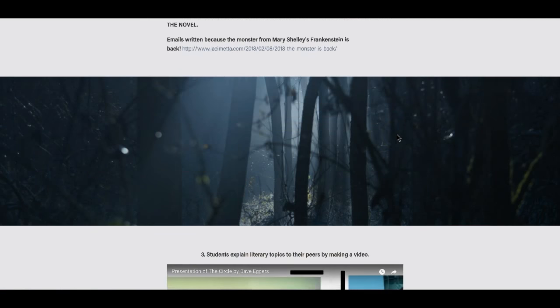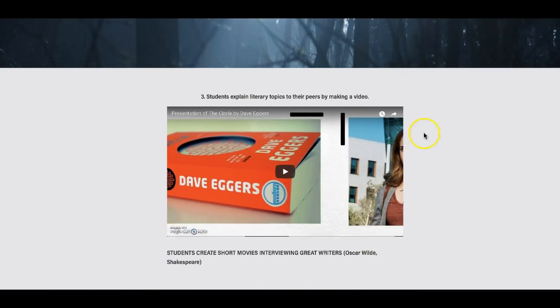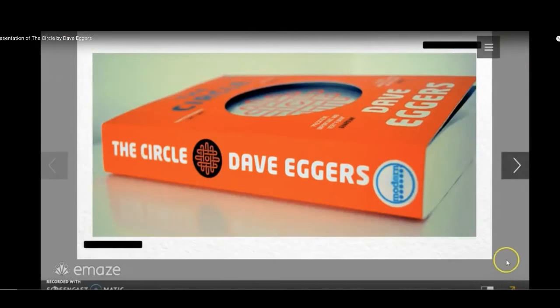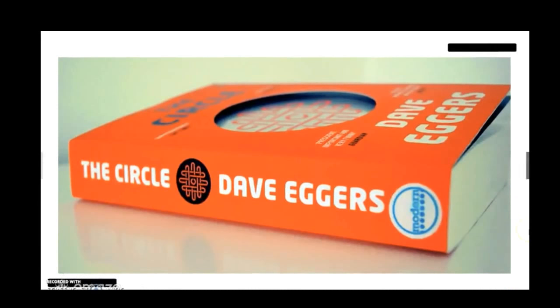This way, literature is made contemporary and very personal. Students can also explain the novels they have read. So this presentation is about The Circle. The Circle is a dystopian novel written by American author Dave Eggers and first published in 2013. The film adaptation came out in 2017, starring Emma Watson and Tom Hanks.